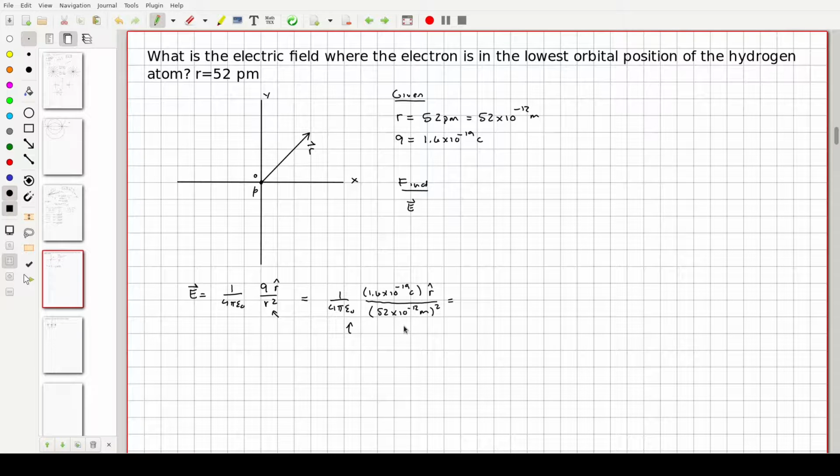8.85 times 10 to the minus 12th, I believe. Let me verify that. This is one of those constants that I personally never memorized. Let me get my little sheet here. Here we go. 8.85 times 10 to the minus 12th coulombs squared per newton meters squared. And let me plug this into my calculator.